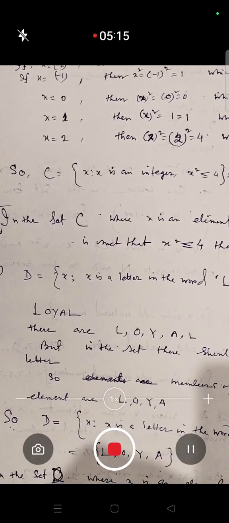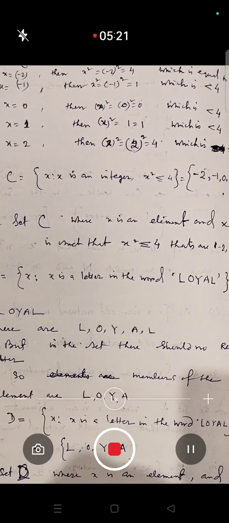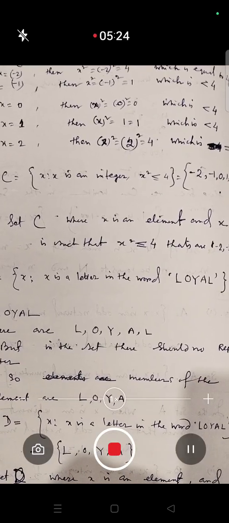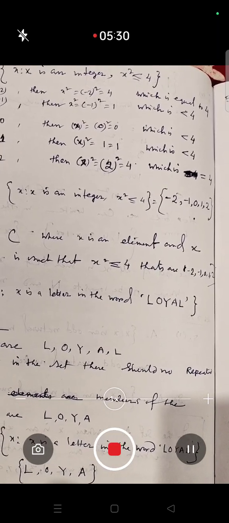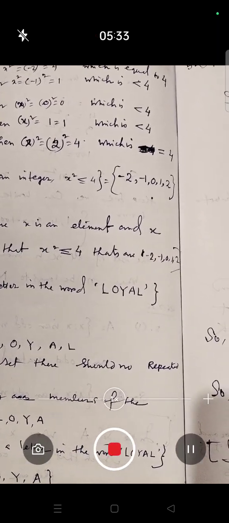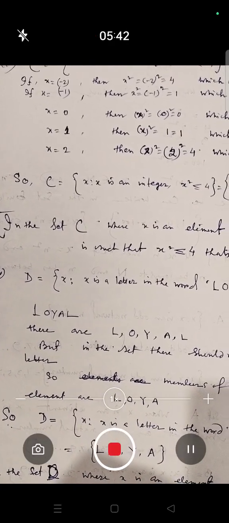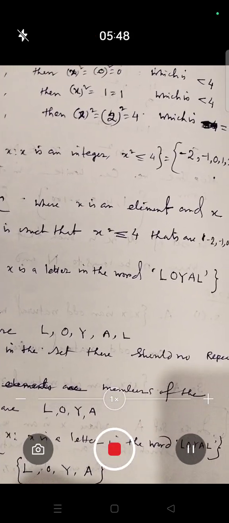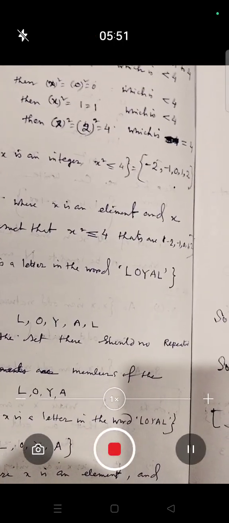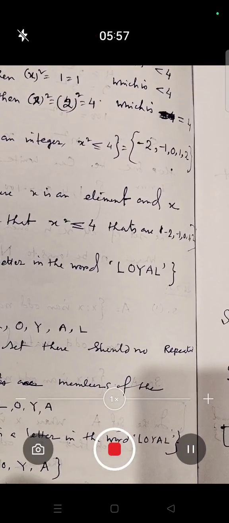So in this set C, where x is an element and x is such that x is an integer, x square less than or equal to 4, the elements are minus 2, minus 1, 0, 1, 2. Understood? So we can say in this way, in the set C where x is an element and x is such that x square is less than or equal to 4, the elements are minus 2, minus 1, 0, 1, 2.